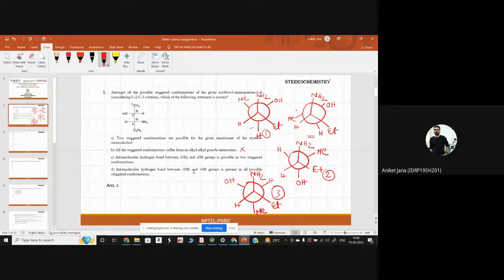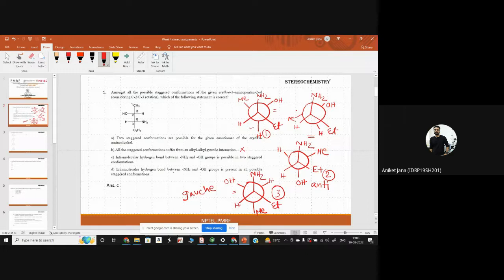In the last option, we are saying that intramolecular hydrogen bond between NH2 and OH group is present in all possible staggered conformations. So in which conformation is it present? This one and this one. It has a particular name. It is called gauche, right? And this is anti.